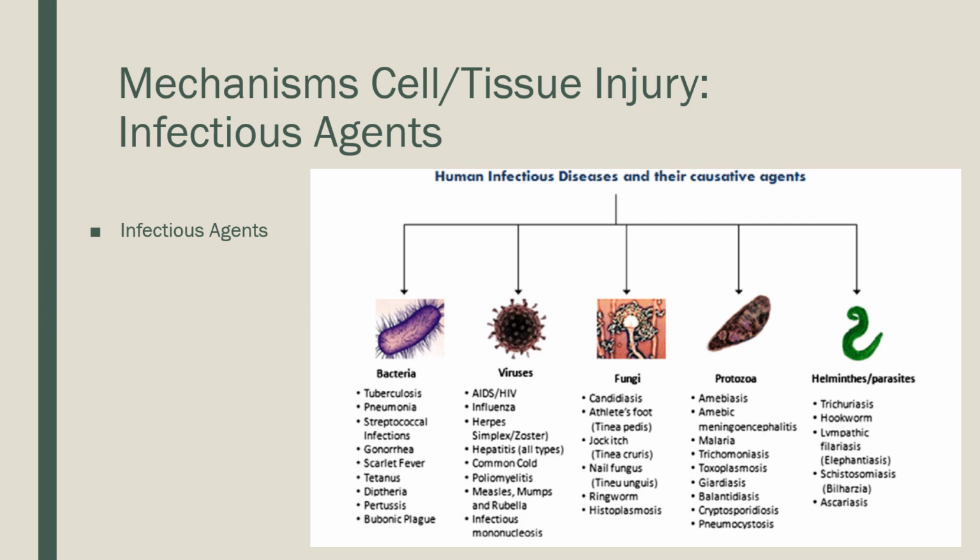Infectious agents include bacteria, viruses, fungi, protozoa, and parasites. Bacteria and viruses are the main culprits. Bacteria release toxins that break down cells and tissues. Viruses hijack cells to replicate, leading to cell death. Sepsis is widespread infection and can cause organ failure and death.